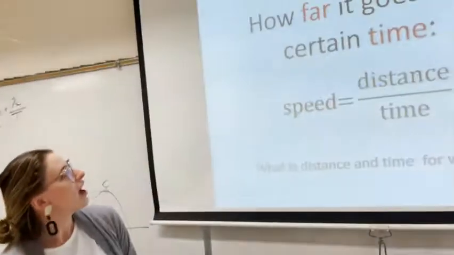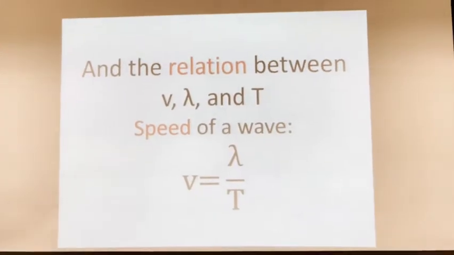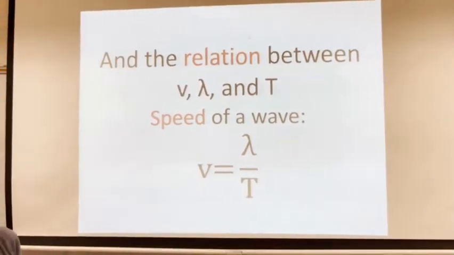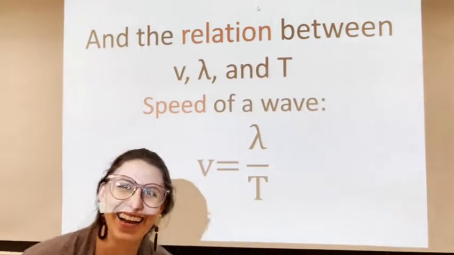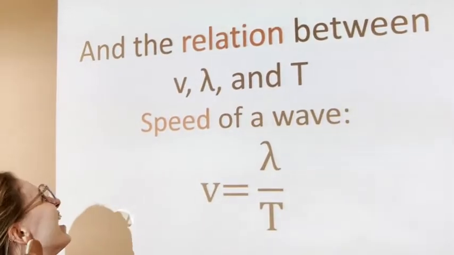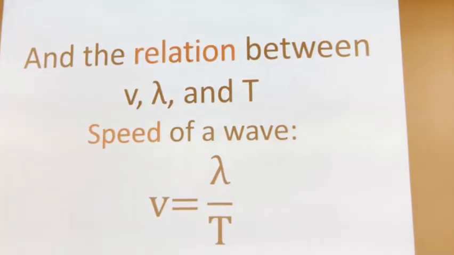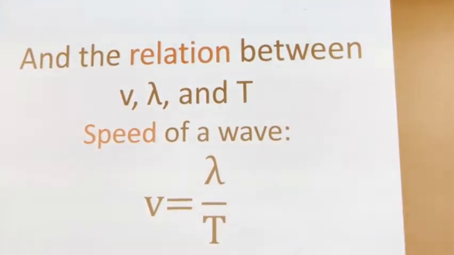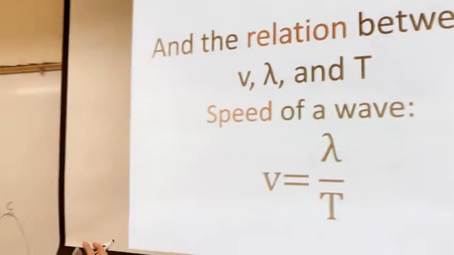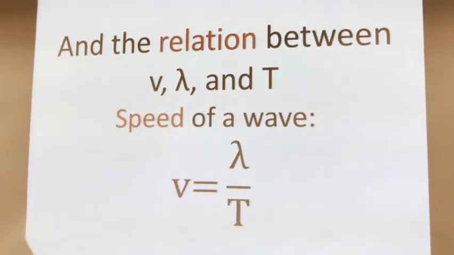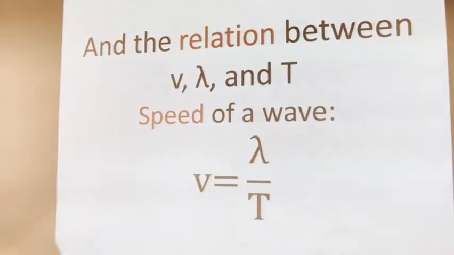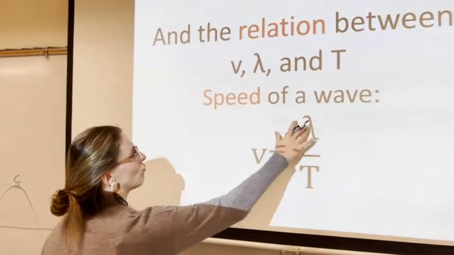All right, we good? Okay, so our next thing is this equation. Everything is fine. We're excited. Excitement in class today. So let me start over there. We have our speed is equal to distance over time. That's the first way we can talk about the speed of a wave. And the second way is the wavelength over the period. And we have that here, wavelength over the period.